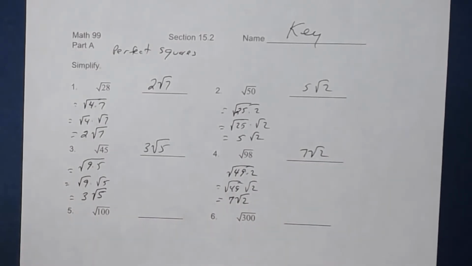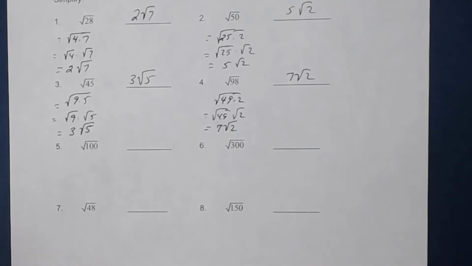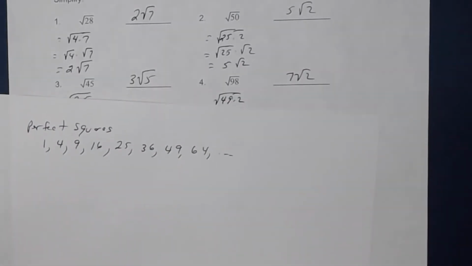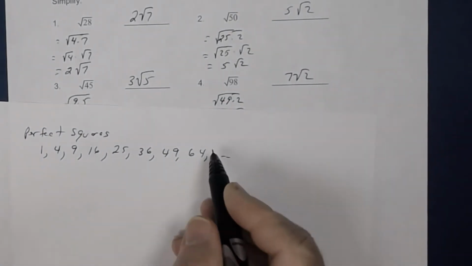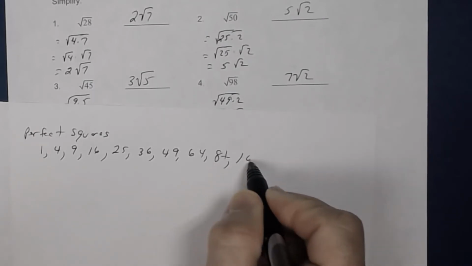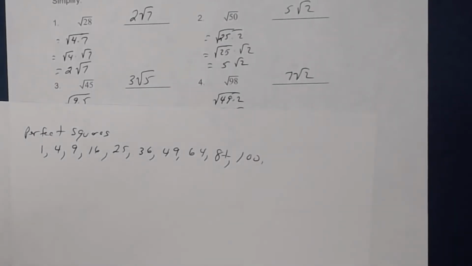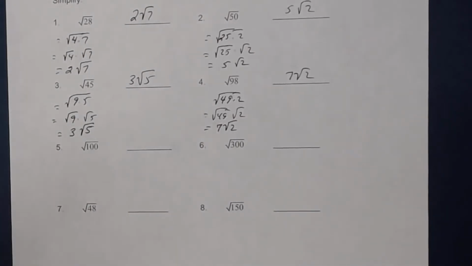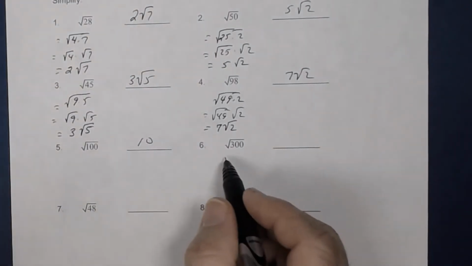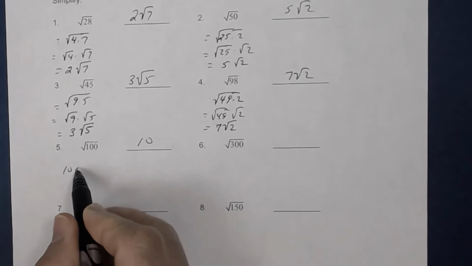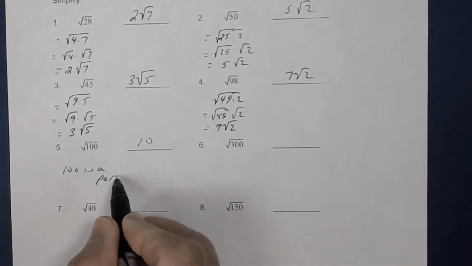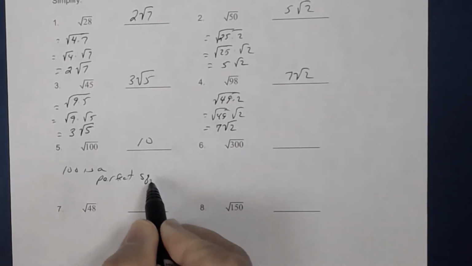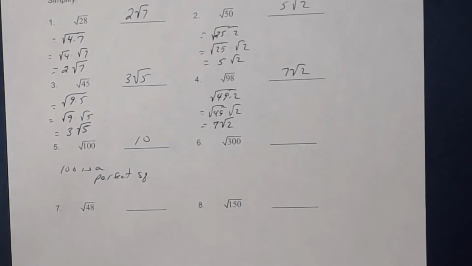All right, number 5. Okay, well, number 5, if you think about it, let's go a little bit further. So 64, and then the next one's 81, right? And the next one's 100, right? Because 10 times 10 is 100. So 100 is a perfect square, y'all agree? So what's the square root of 100? It's just 10. 10 times 10 is 100. There's your answer, right? Okay. Now remember, 100 is a perfect square. So that means the square root of 100 is 10.